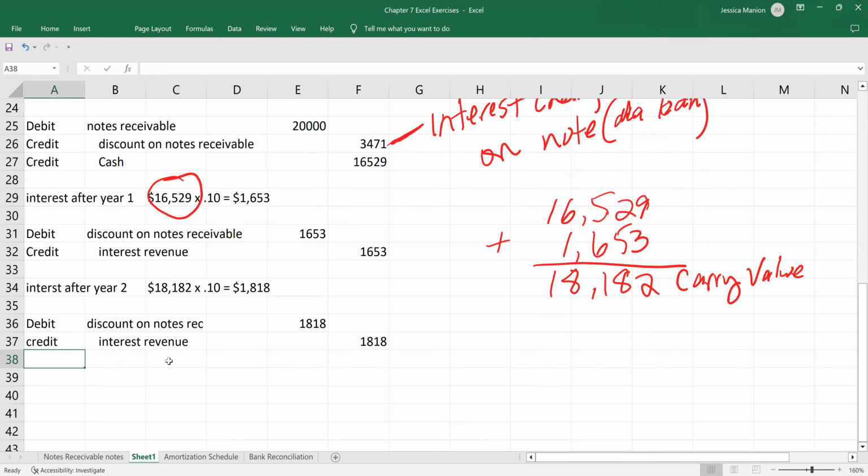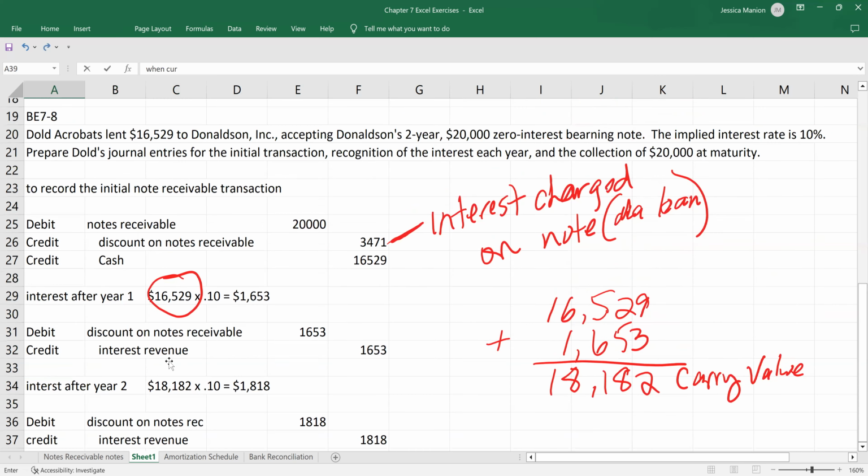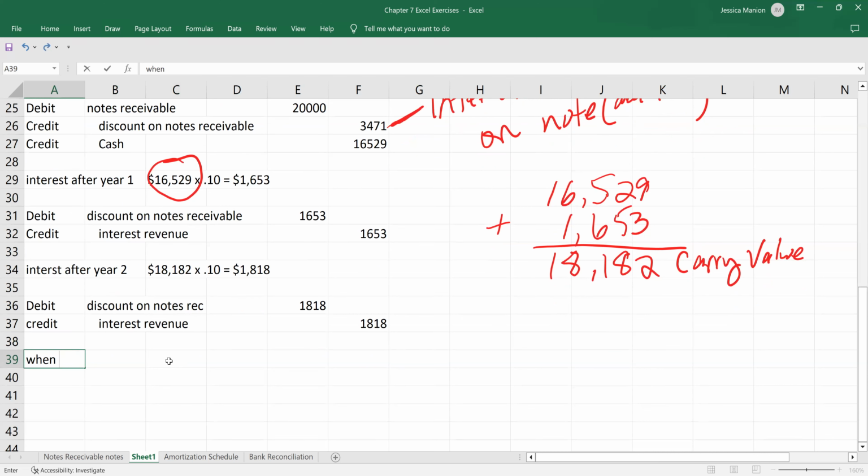Okay. And then when they pay us off, right? When, and I forget what their name was, Donaldson, when Donaldson pays us off, then we would debit cash, 20,000, credit notes receivable, 20,000.